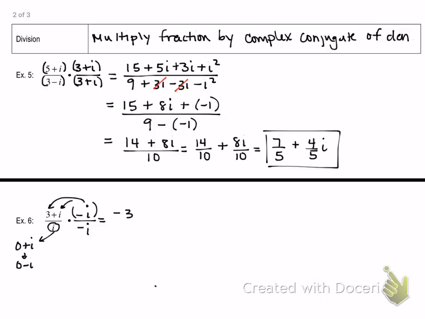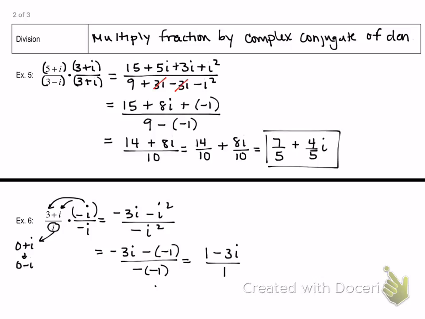So this is going to be -3i minus i squared, all over -i squared. Then we can just simplify this. So -3i, and i squared just goes to -1. Then I get 1 minus 3i. Again, I'm just rearranging the terms to get it in the a plus bi format, and that's just over +1. So technically my answer is just 1 minus 3i. Cool.